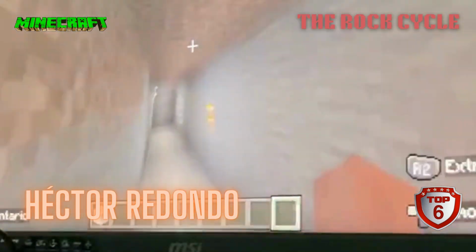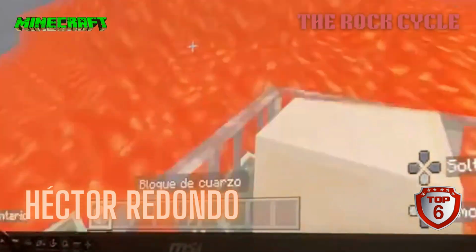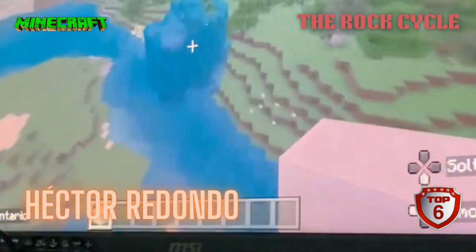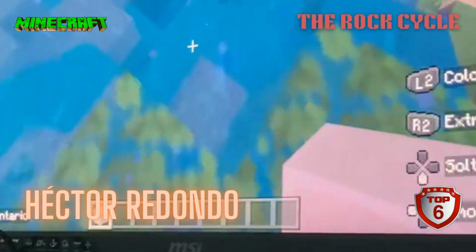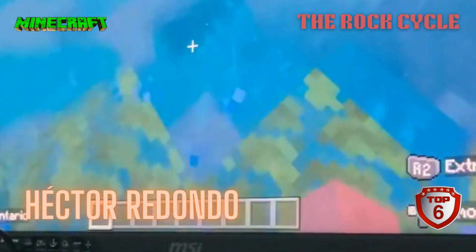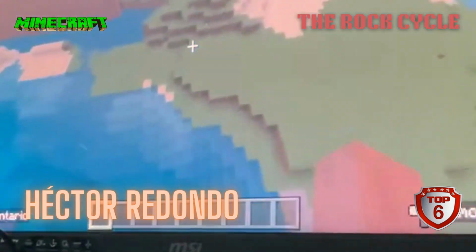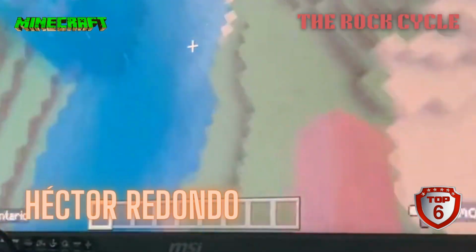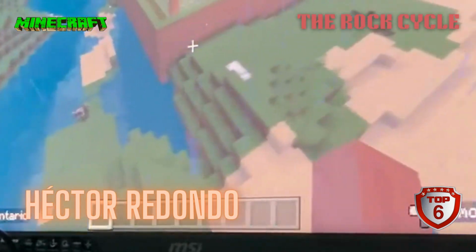Now I'm going to tell you about the sedimentary rock. Okay, here is the sedimentary rock. The sedimentary rock is when a rock is modified by the water. When the rock is exposed to the water, it is modified into conglomerate or breccia. Conglomerate is a round form, and breccia is another form.